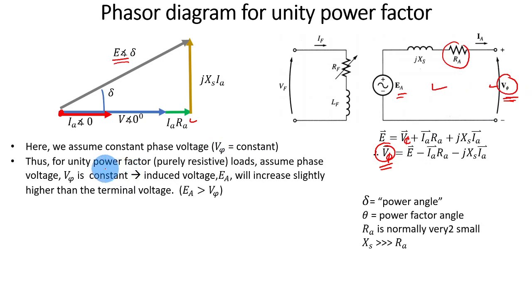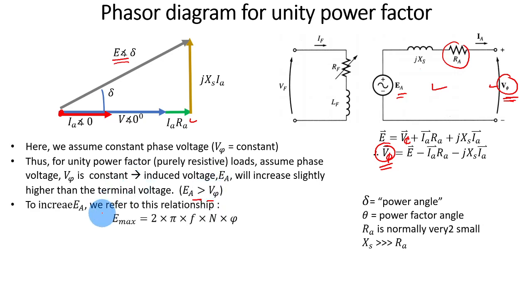So for unity power factor, as you can see, we assume the same phase voltage. The induced voltage EA will increase slightly. As you can see, the E is a little bit greater than the phase voltage. So that is the phenomenon for unity power factor. E will always be greater than V phase, but not that much difference. So in order to maintain the voltage, EA needs to increase.